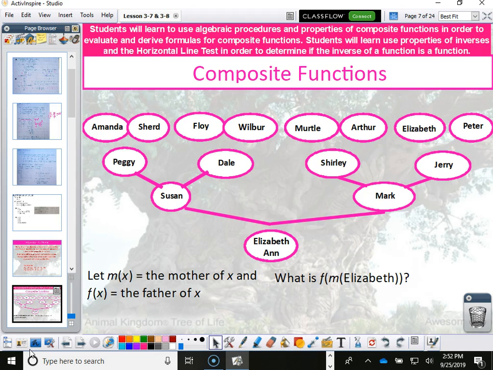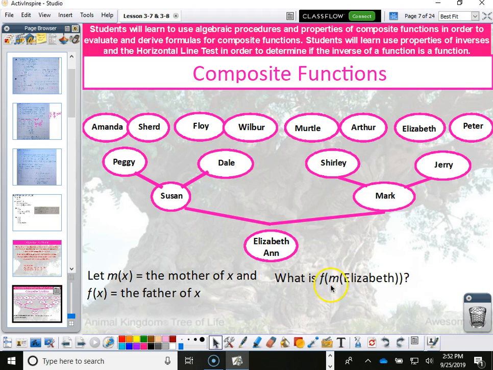First, we're going to just do a little practice here with composite functions. So we're going to say that m of x is the mother of x, and f of x is the father of x. So the question is asking us, what is the f of the m of Elizabeth? So in other words, Elizabeth Ann is our x. So we're starting at the child, which is Elizabeth Ann. Then it says, what's the f of the m?